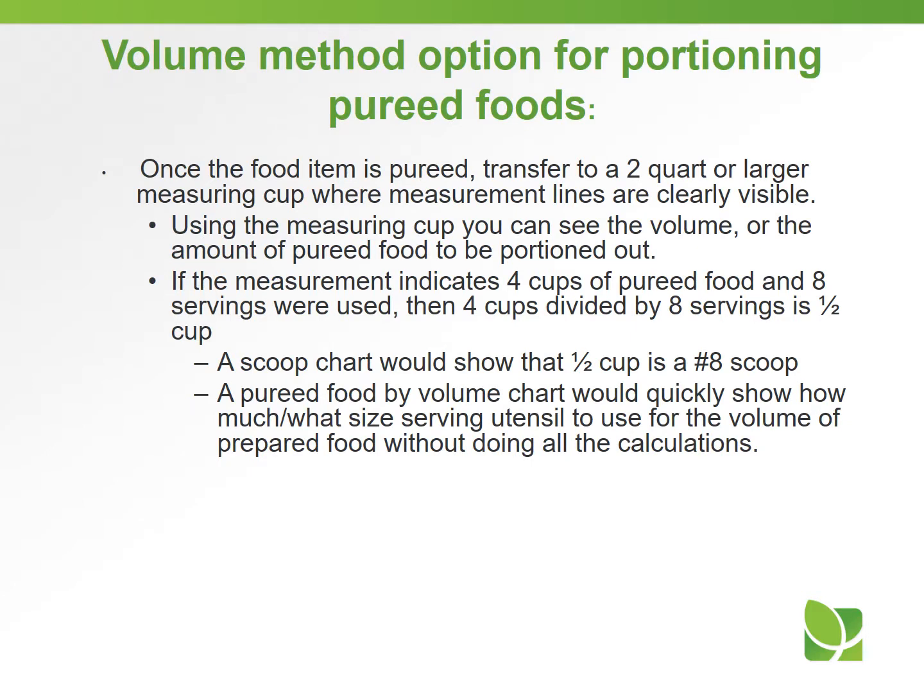Once the food item is pureed, transfer it to a 2-quart or larger measuring cup where measurement lines are clearly visible. Using the measuring cup, you can see the volume or the amount of pureed food to be portioned out. If the measurement indicates 4 cups of pureed food and 8 servings were used, then 4 cups divided by 8 servings is a half a cup. A scoop chart would show that a half a cup is a number 8 scoop.